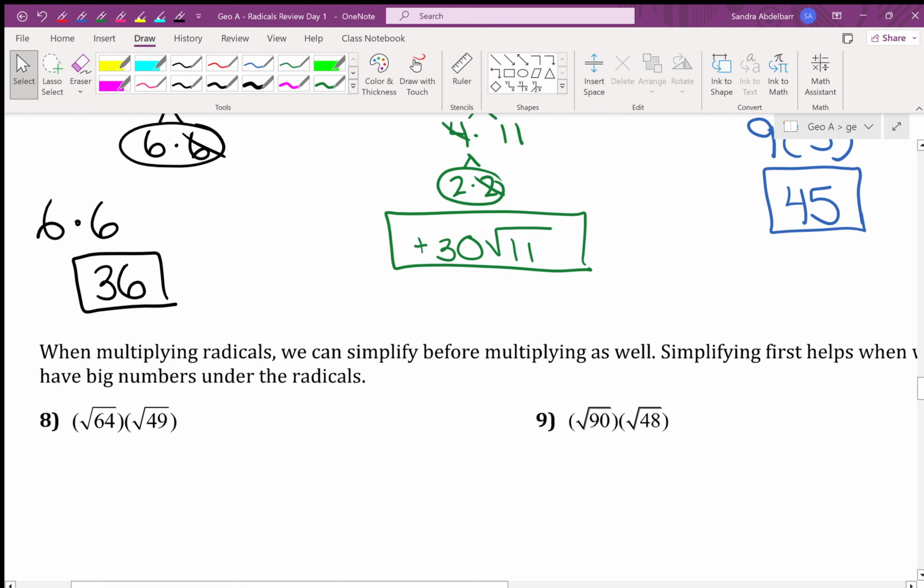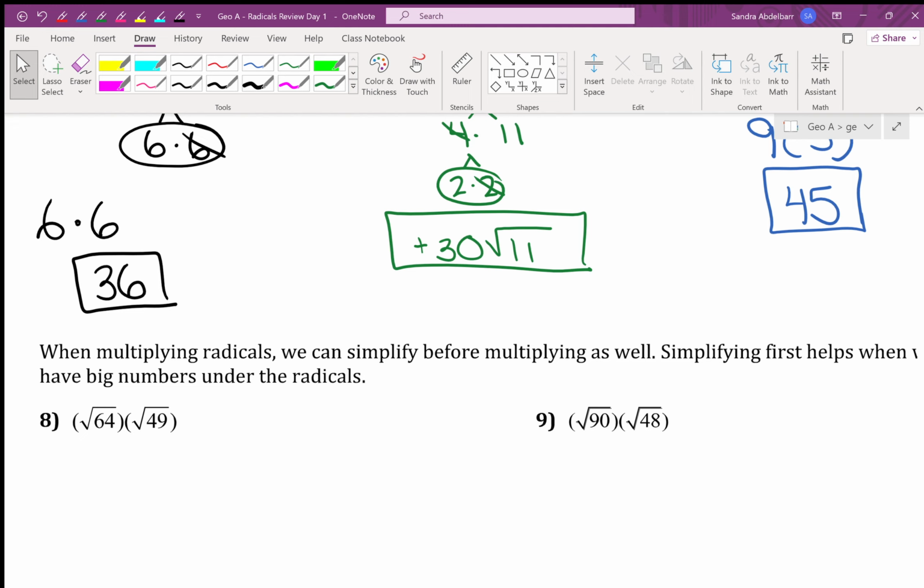All right, our last section. So sometimes it's easier to multiply than simplify, and other times it's easier to simplify than multiply. So for example, root 64 times root 49, a lot easier to simplify than multiply. For this one, it makes perfect sense. Why? Because 64 and 49 are both what? Perfect squares. So 64 is 8 times 8.